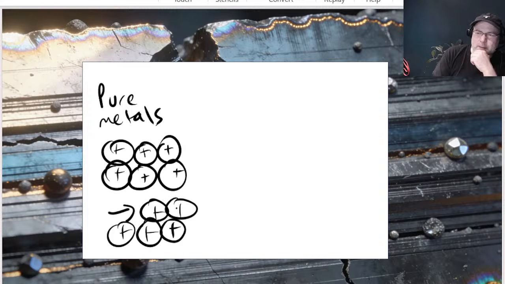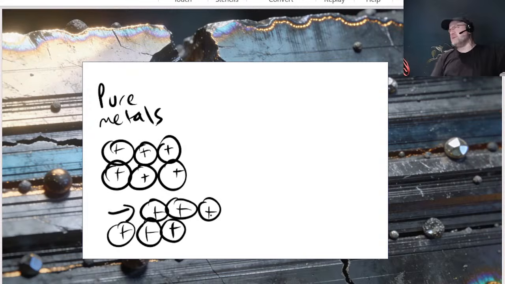You don't need to talk about weak forces between the layers. Don't do that. That's only in graphite. Pure metals are arranged in layers. The layers can slide. You do not need to talk about forces. Okay, now let's check out alloys.